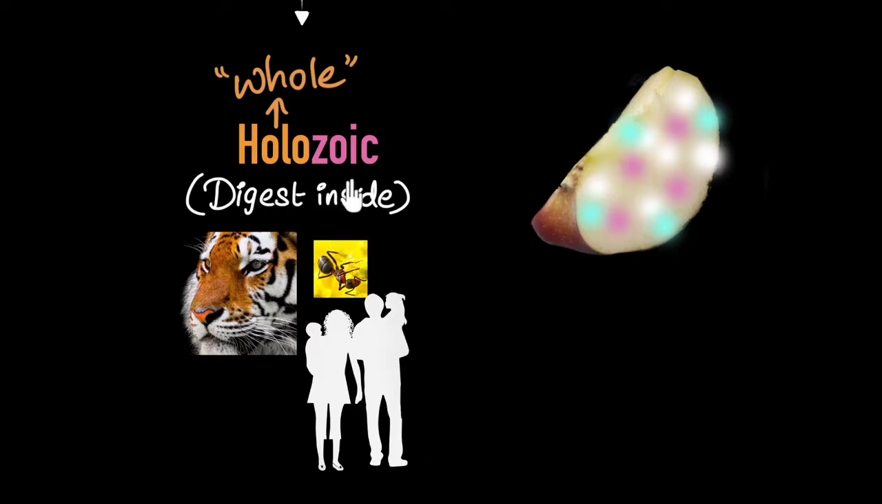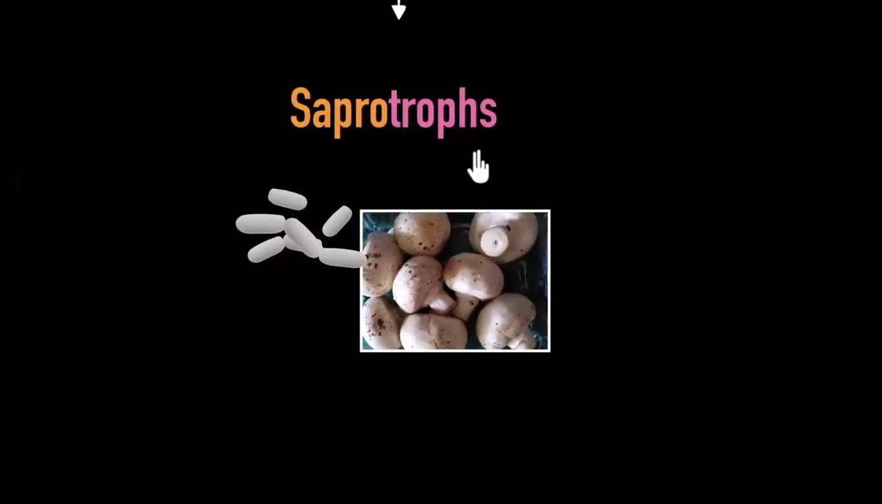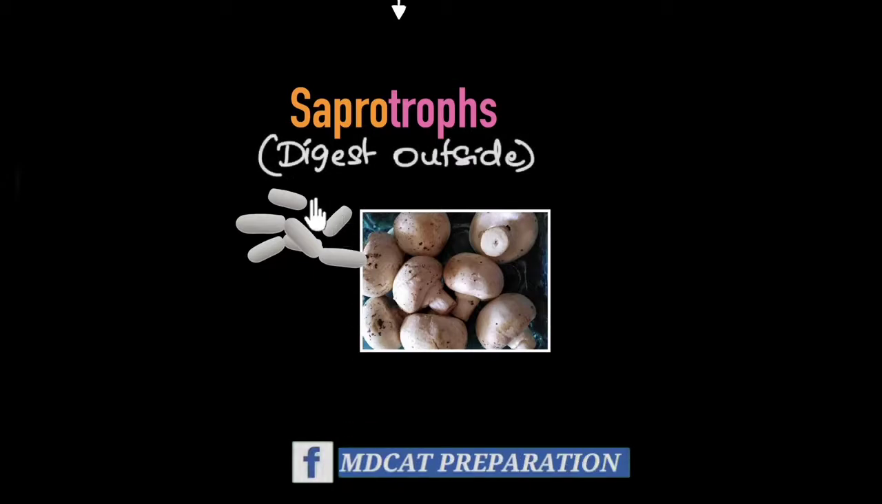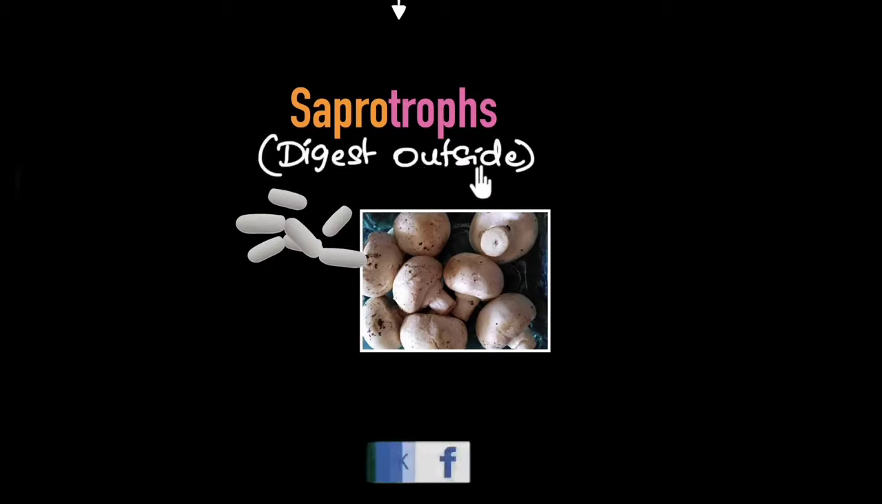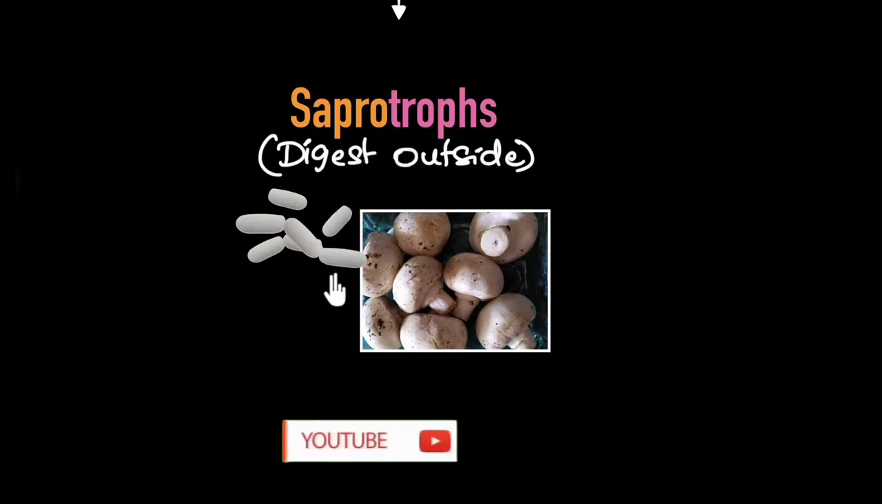Now, in order to be a Holozoic, you need to have a pretty good digestive system so that you can break down whatever you eat inside your body. But what if you don't have a good digestive system? Then what happens? Well, then you become a saprotroph. Saprotrophs are the ones that don't have a good digestive system, and as a result, they digest the food outside of their body and then eat it. And as we will see, it's these guys who are responsible for rotting and decaying things. And they include most bacteria and mushrooms.